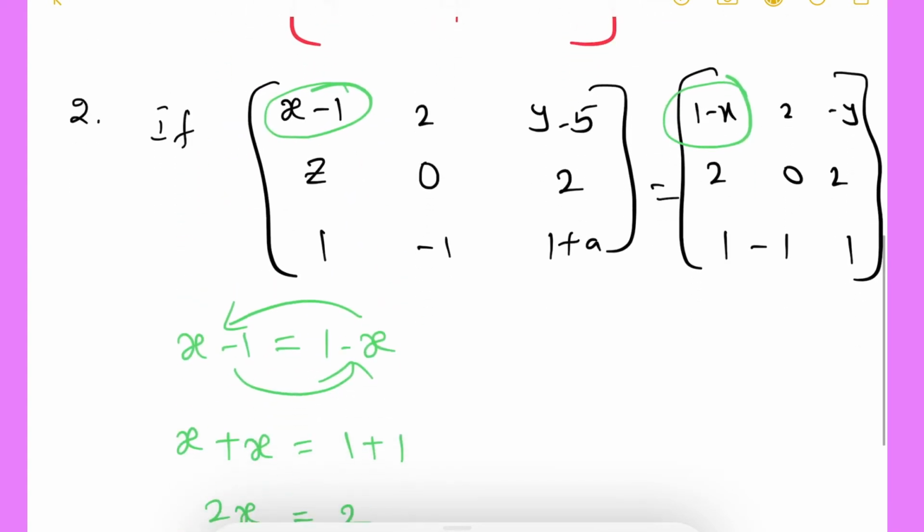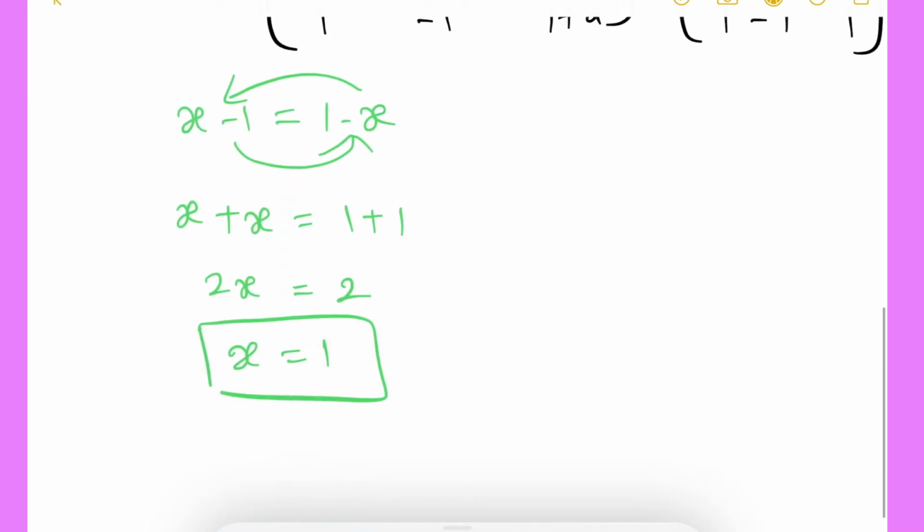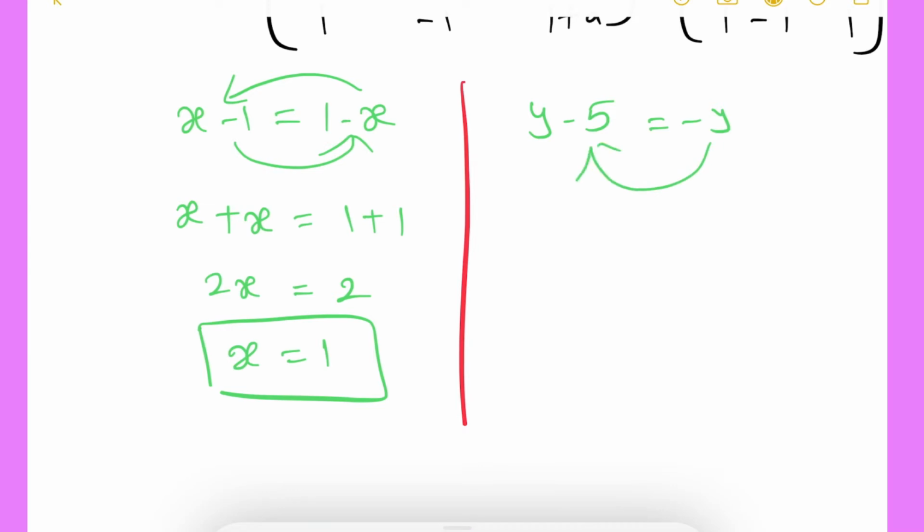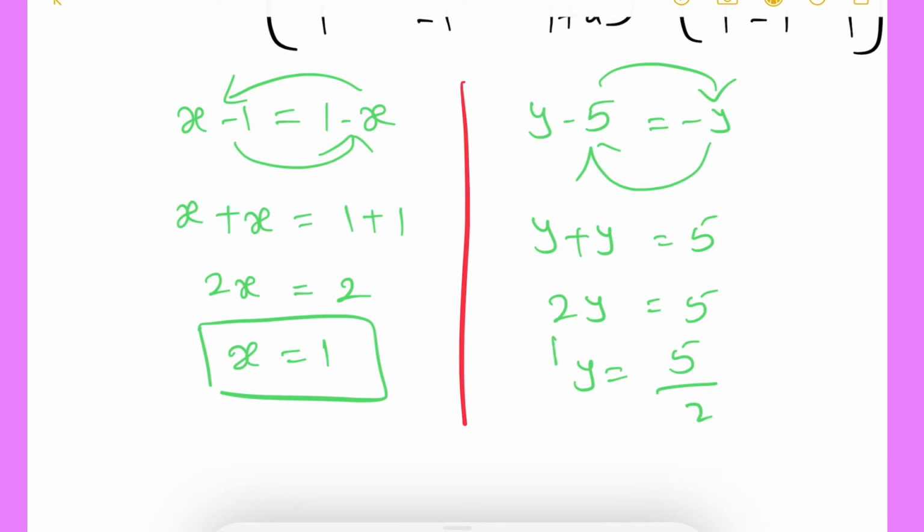Next, first row second column is 2, here also 2, so no alphabet is there and no need to worry about it. Next, first row third column. Let us make these two equal now. y minus 5 equals minus y. Take minus y to the left side and take minus 5 to the right side. y plus y is equal to plus 5, so 2y equals 5. Then y will be equal to 5 divided by 2. This is the y value.